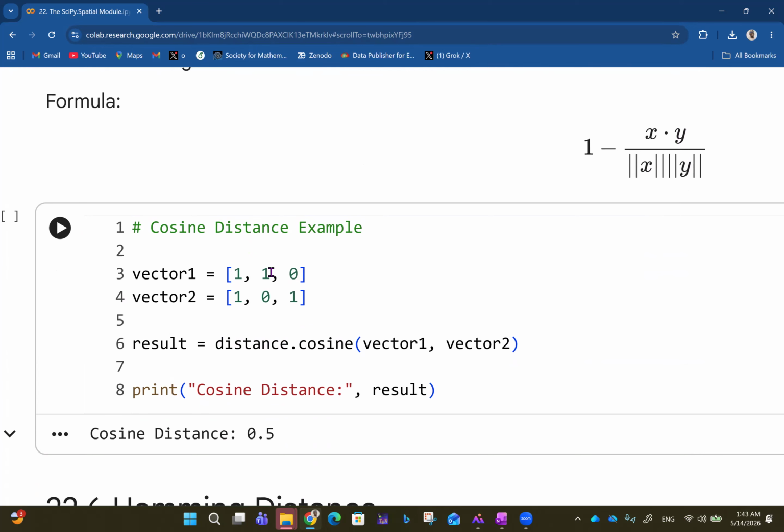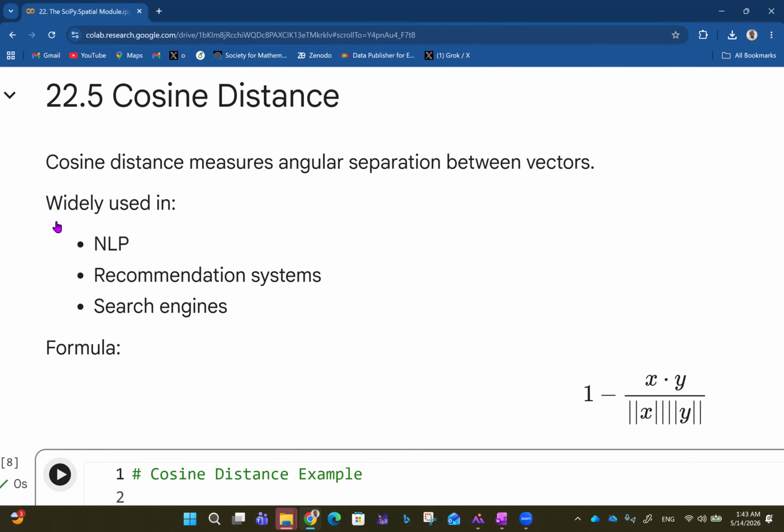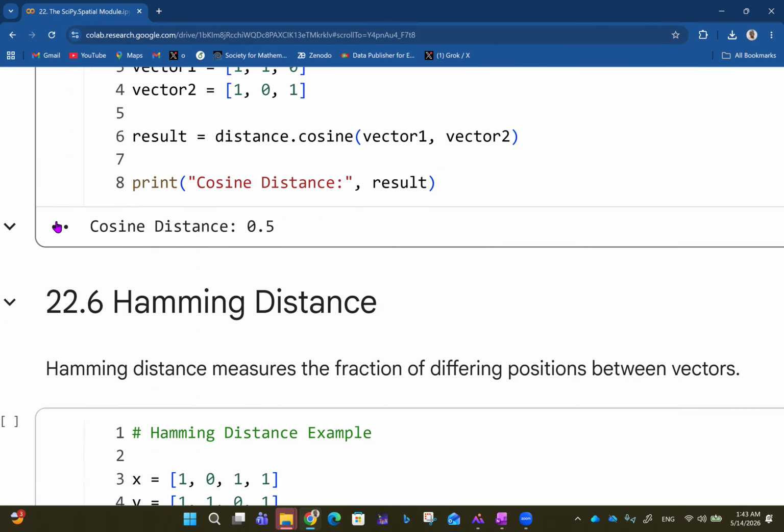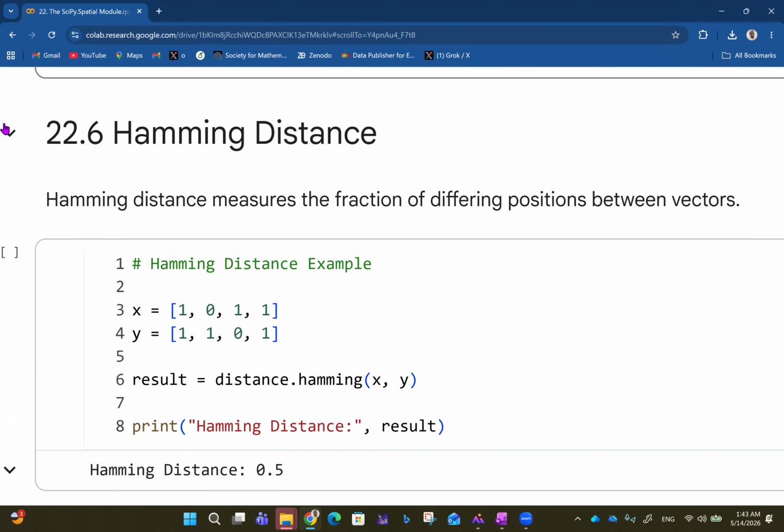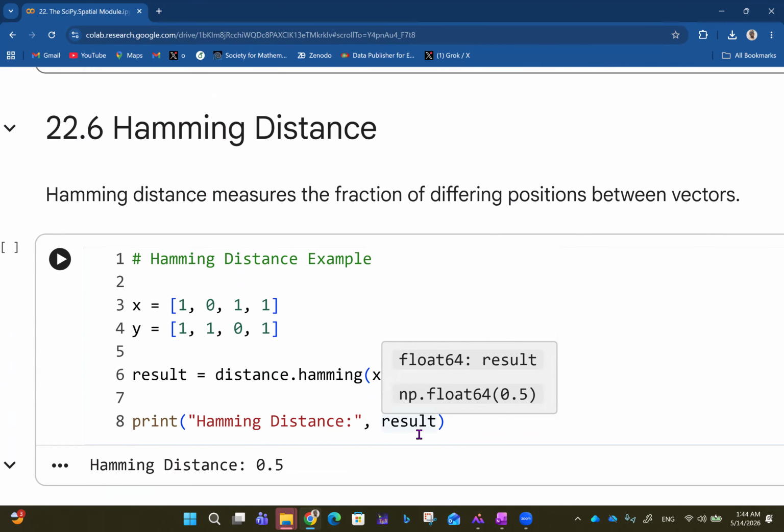So if you have vector 1 to be 1, 1, 0, and vector 2 is 1, 0, 1, the result is distance dot cosine vector 1, vector 2, and you have the cosine distance to be 0.5. So that talks about the idea of cosine similarities. Then we have Hamming distance. Hamming distance measures the fraction of differing positions between vectors. So if x is 1, 0, 1, 1 and y is 1, 1, 0, 1, the result will be distance dot Hamming x comma y, and the Hamming distance is equal to 0.5, like this.